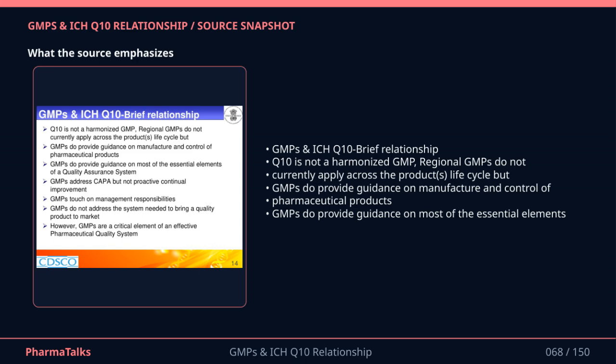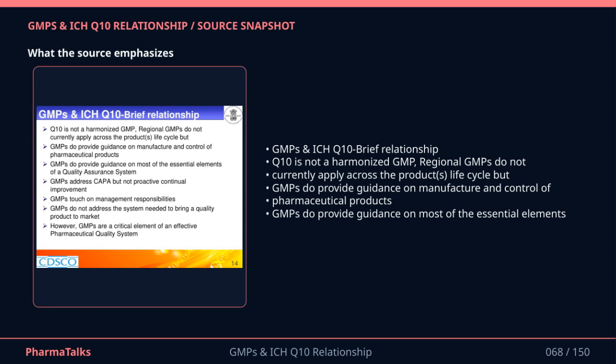However, GMPs do provide critical guidance on the manufacturing and control of pharmaceutical products. They cover many of the essential elements needed to ensure product quality and safety throughout the manufacturing process. Essentially, GMPs focus specifically on manufacturing, while ICH Q10 offers a broader framework that spans the entire product lifecycle, but does not replace those regional standards.